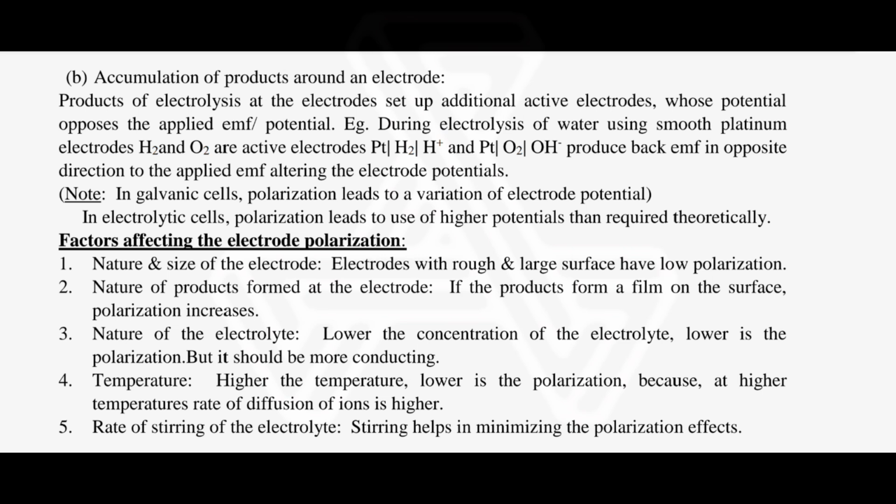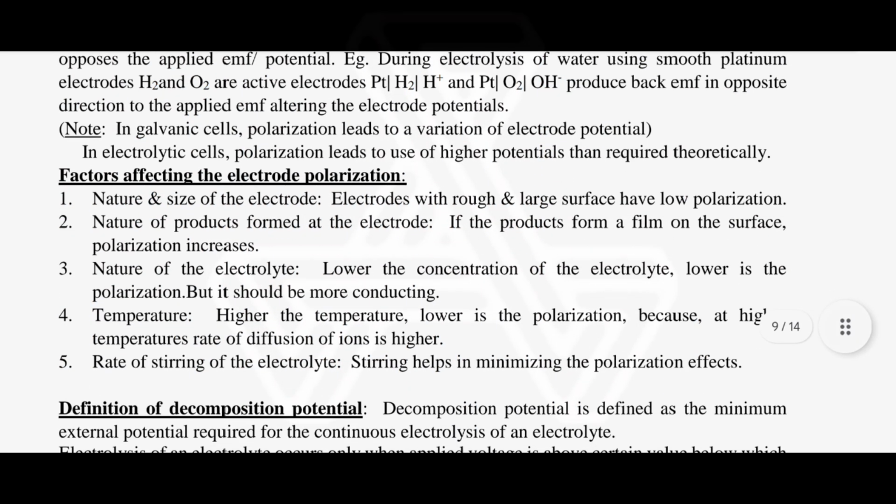Platinum, H2, H plus; platinum, O2, H minus produce a back EMF in the opposite direction to the applied EMF, altering the output potential. In galvanic cells, polarization leads to variation of electrode potential. Electrolytic cell polarization leads to use of higher potential than required theoretically.